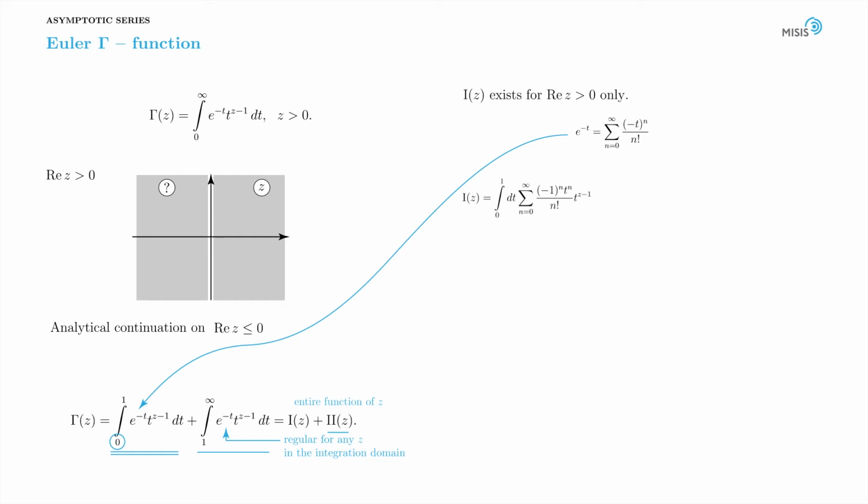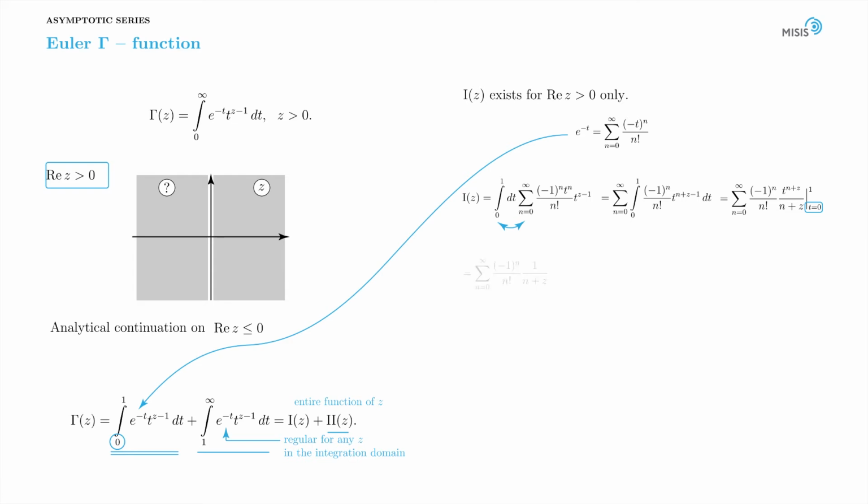Then the summation and integration can be interchanged. As a result, the integral is turned into an infinite sum of elementary integrals. The antiderivative of each of them is trivial. Now pay attention. At this point, we utilize the condition that z belongs to the right-hand side of the complex plane. This gives us the basis to set the value of the antiderivative at the lower limit equal to 0.